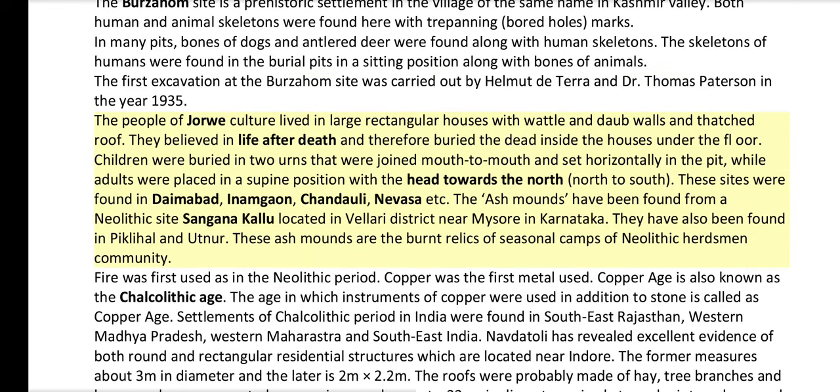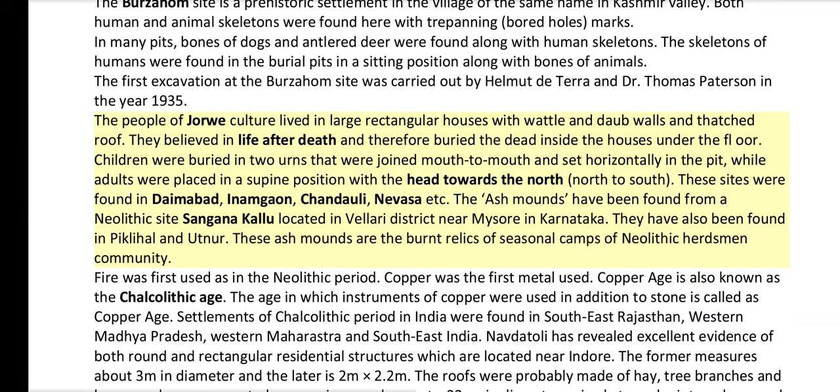The people of Jorwe culture lived in large rectangular houses with wattle and daub walls and thatched roof. They believed in life after death and therefore buried the dead inside the houses under the floor. Children were buried in two urns that were joined mouth to mouth and set horizontally in the pit, while adults were placed in a supine position with the head towards the north, north to south. These sites were found in Daimabad, Inamgaon, Chandoli, Nevasa etc.